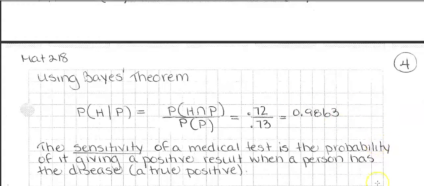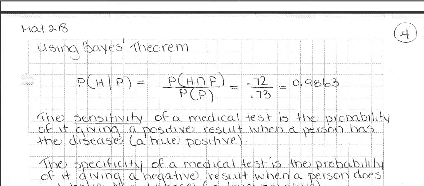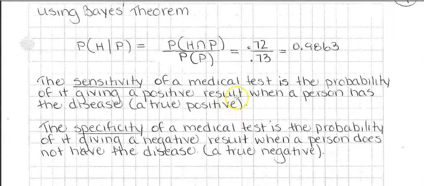And again, sensitivity of a test is the probability of it giving a positive result when the person actually has the disease, a true positive. And the specificity of a medical test is the probability of it giving a negative result when the person does not have the disease, a true negative. It's important if you're undergoing any medical tests to ask your doctor or your medical professional about these numbers, since as you can see, it does affect the result of whether or not you're actually ill, given that the test says you have a disease.